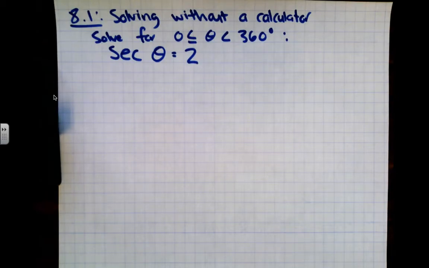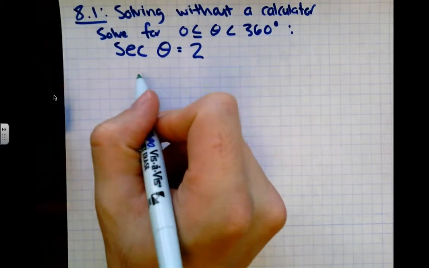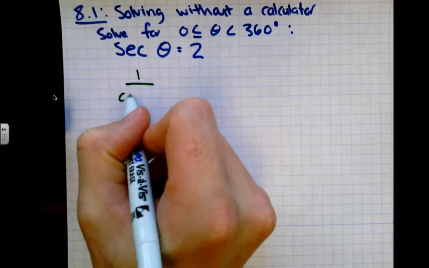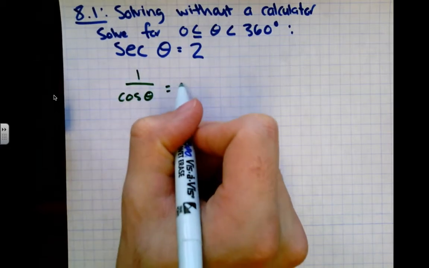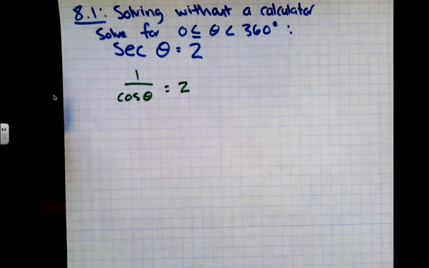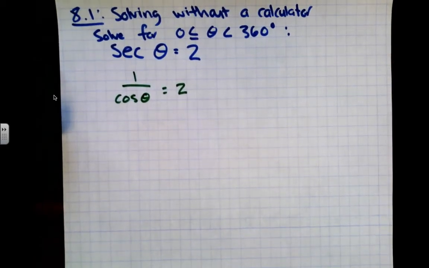From here, the first thing we want to do is convert this equation into something we know how to work with. We don't really know how to solve for secant, but we know that secant and cosine are reciprocals of one another. So I'm going to change this to 1 over cosine of theta, instead of trying to solve secant of theta. Now I can work with this because I know how to solve for cosine of theta.